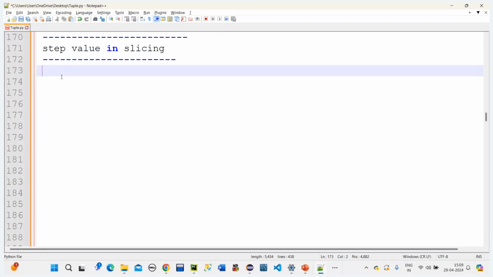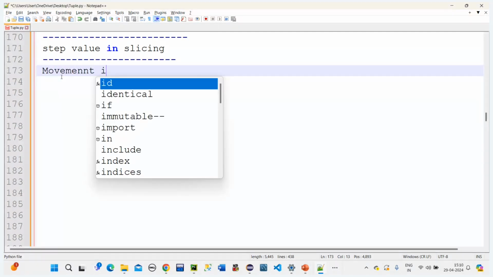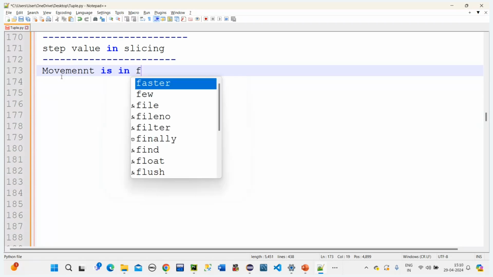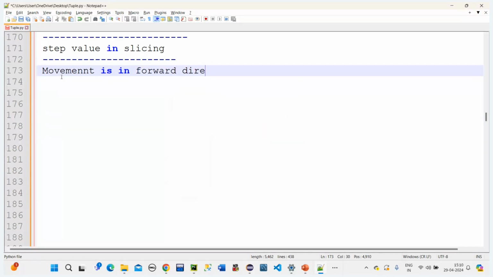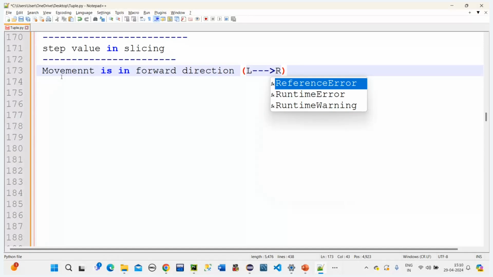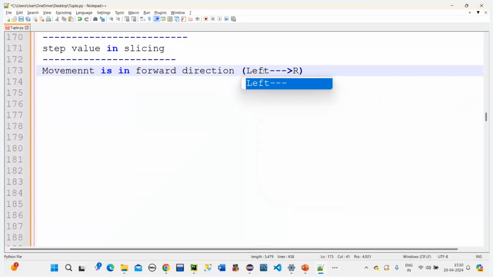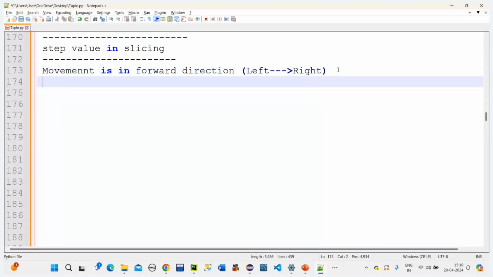So now those are, first one is movement. Movement is in forward direction. So in forward direction, how will it go? Left to right. Left to right. So let me mention here, left to right.